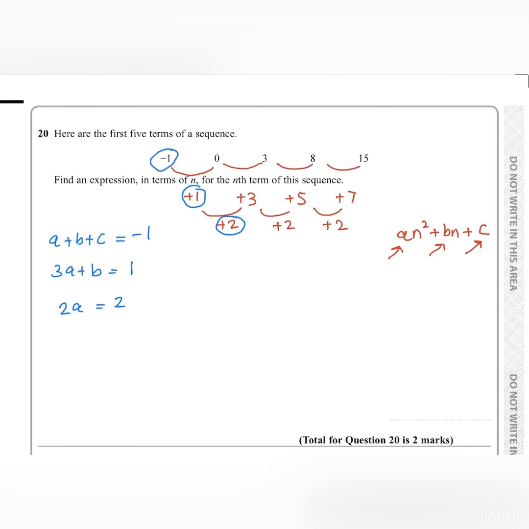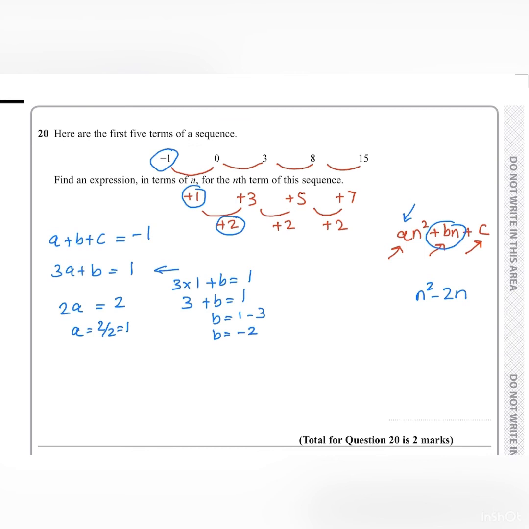Now a is the coefficient in front of n squared, so we can figure that one out. A would be 1 because 2 divided by 2 equals 1. So we know that it's going to start with n squared. Now a is 1, and now we can substitute this into this equation. So 3 times 1 plus b equals the first difference, 1, so 3 plus b equals 1, and b is going to be 1 minus 3. So take away 3 from both sides, and that is -2. So the second term is going to be minus 2n.